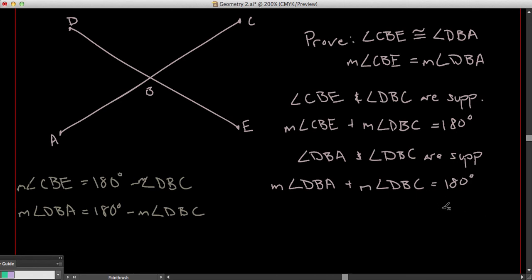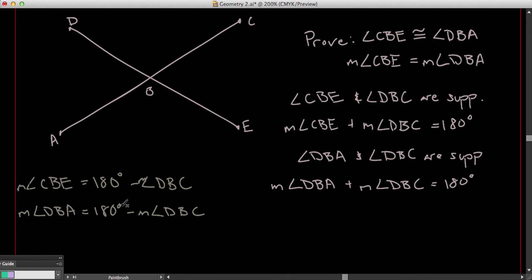So now I'm getting an expression for the measure of angle CBE and the measure of angle DBA, because these are the two angles that we were looking for. These are the two angles that we want to prove are congruent. To prove that the measures are equal, because they are the vertical angle pairs.